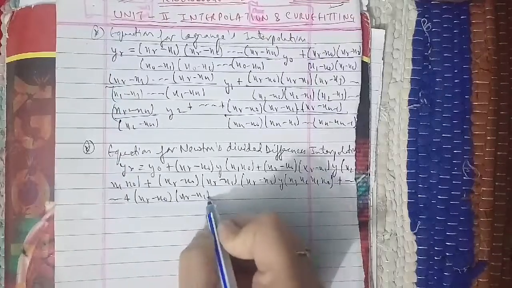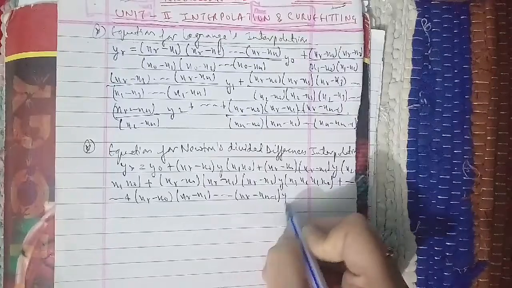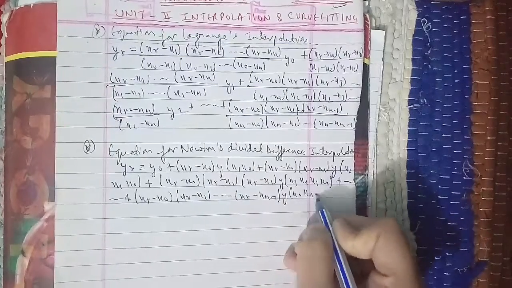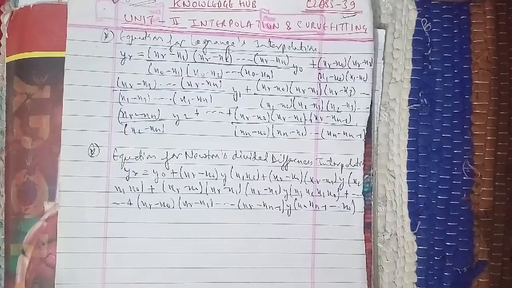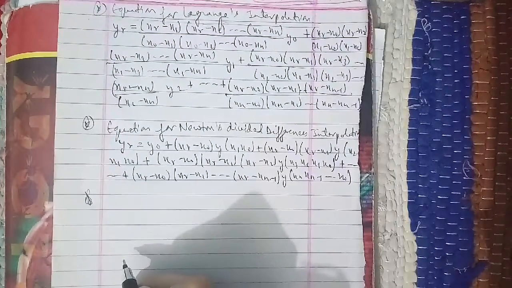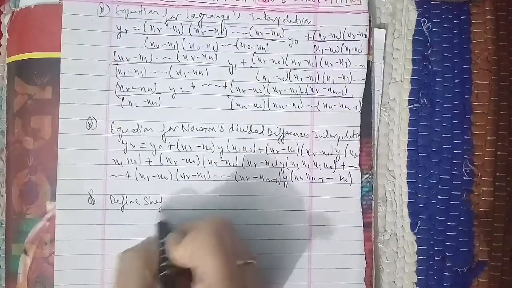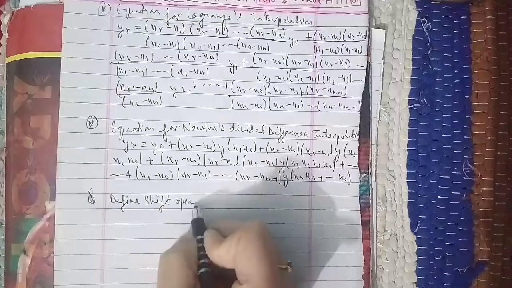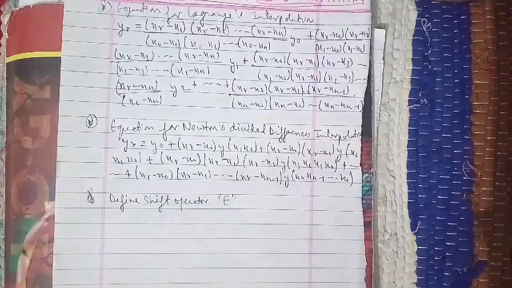So we go ahead to another question: define the shift operator E. It is as follows: E f(x) equals f(x plus h), and E inverse f(x) equals f(x minus h) as well.